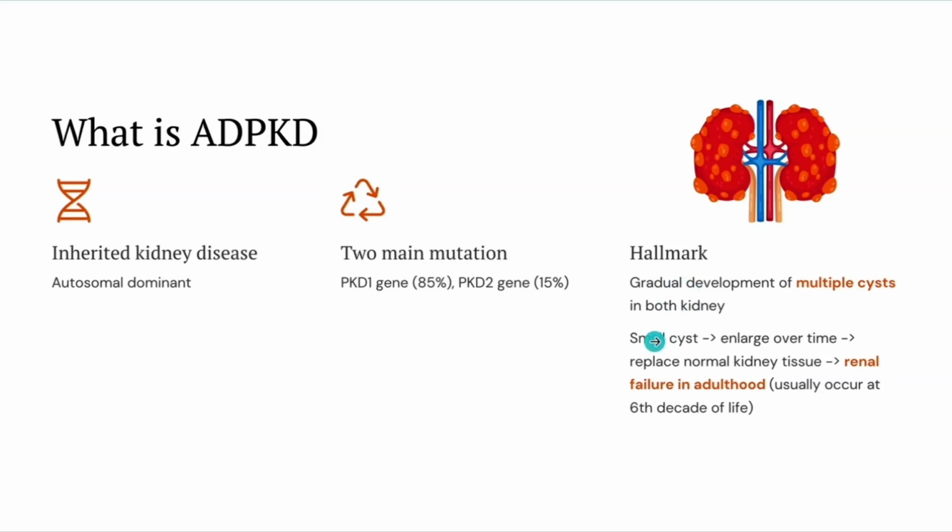The hallmark of the disease is actually gradual development of multiple cysts in both kidneys. Initially, there are small cysts in the kidney. Cysts can enlarge over time and eventually can replace the normal kidney tissue and lead to renal failure. And this usually occurs in adulthood, usually in the 6th decade of life.